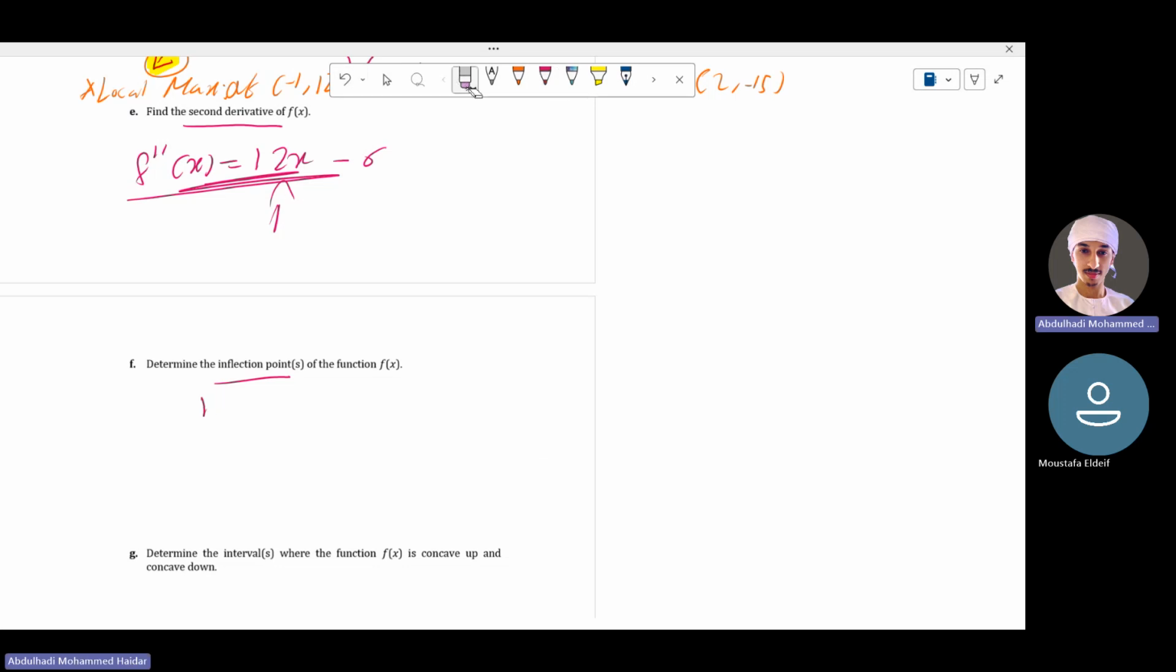Wait, solve this one. It's going to be what? F double prime of x equal to 0. 12x minus 6 equal to 0. So x equal to what? Equal to, sorry, half. So it's going to be half. Okay, but is this an inflection point?